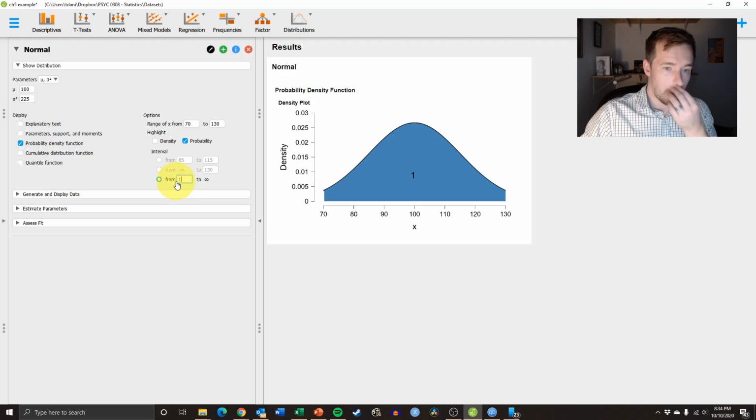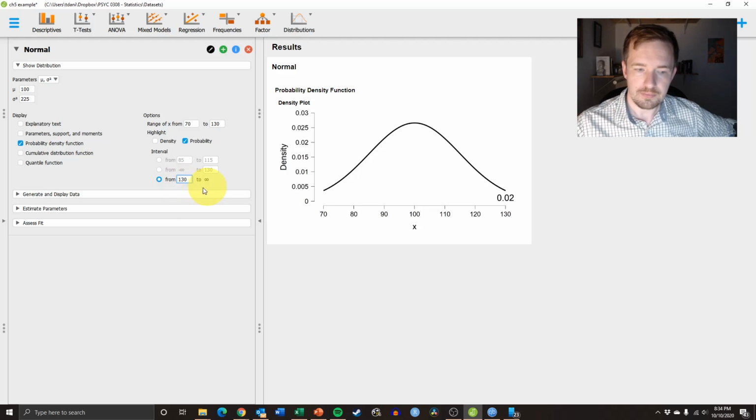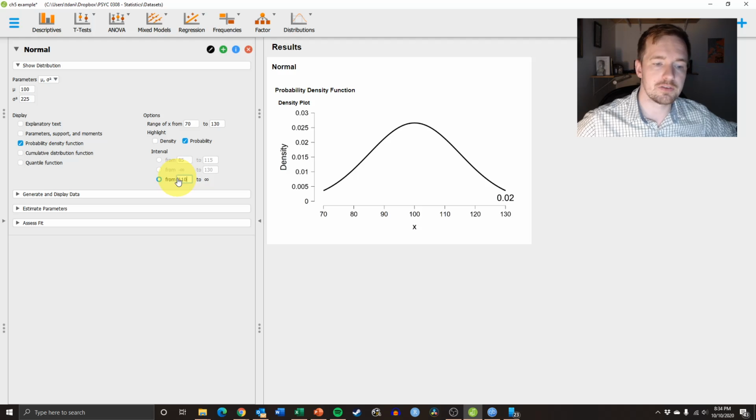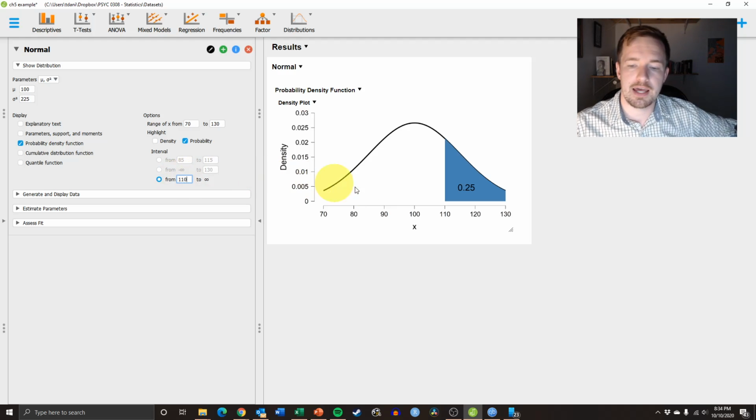So let's put in 130 here, and you can see that the likelihood of getting 130 or above is 2%, which is exactly what this told us before. But we can play around with this, so we can say what is the likelihood of getting 110 or above? That is about a quarter of the population. So a quarter of the population is above 110 IQ.